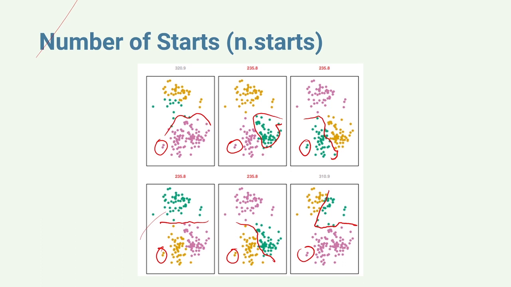So let's just say that for this yellow cluster, the first cluster center is right here, and then it was right here, and then it was right here. And so when you ran nstart equal to 3, then you say the cluster center is the average x value and the average y value for those 3 iterations.